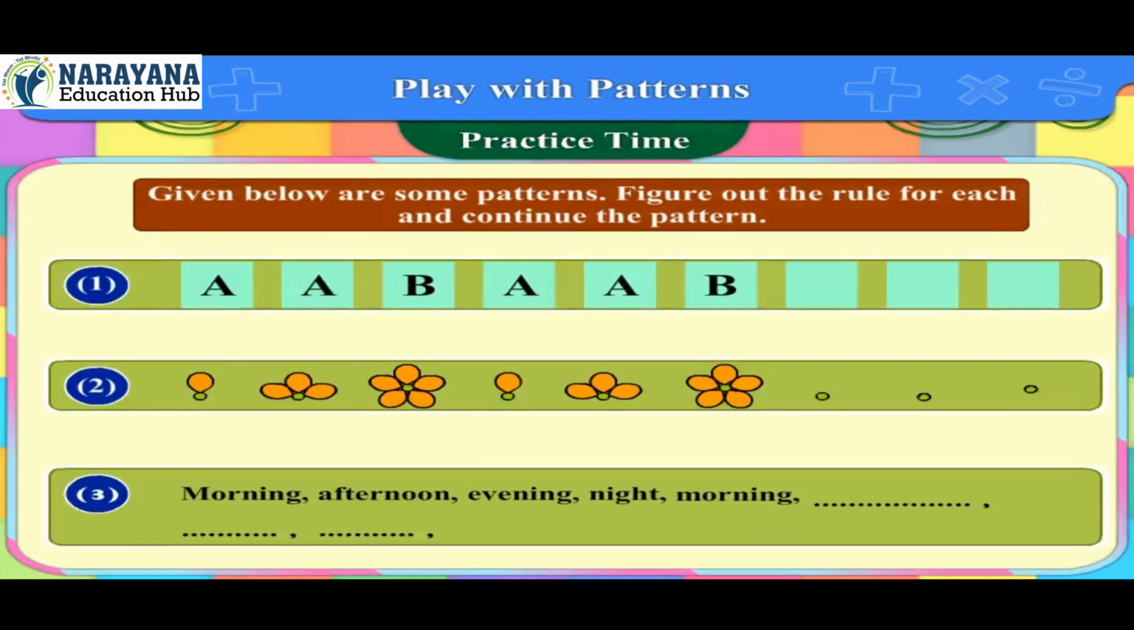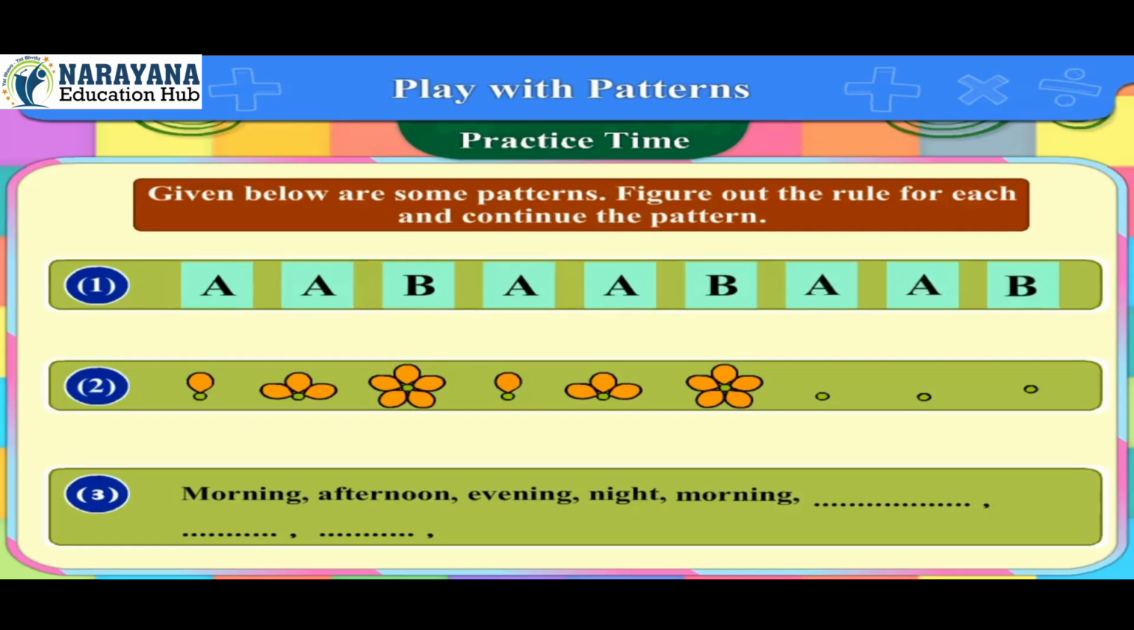Practice time. Given below are some patterns. Figure out the rule for each and continue the pattern. In the first pattern, 2 times A is given and 1 time B is given. This pattern is then repeated. Thus, after B, we will have 2 times A and 1 time B.